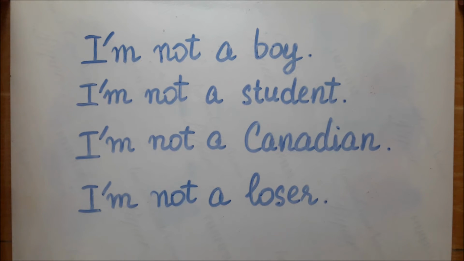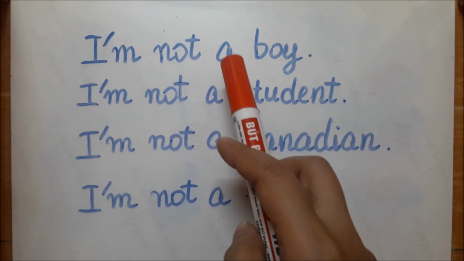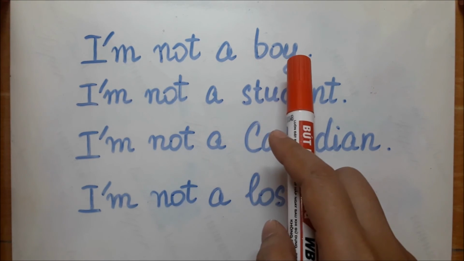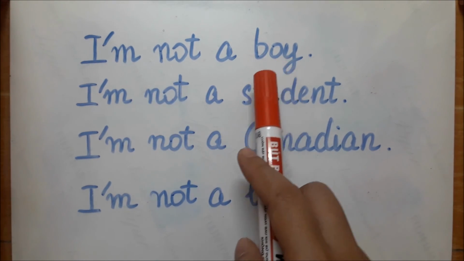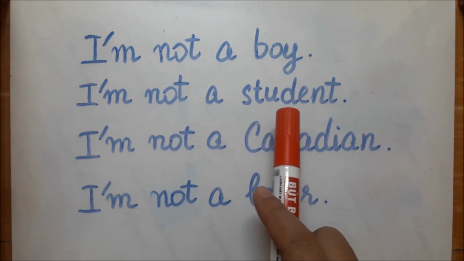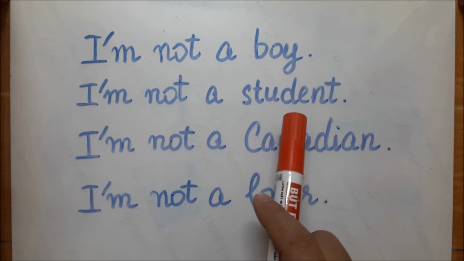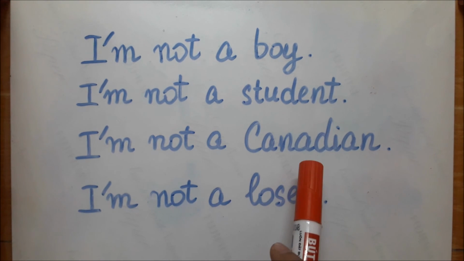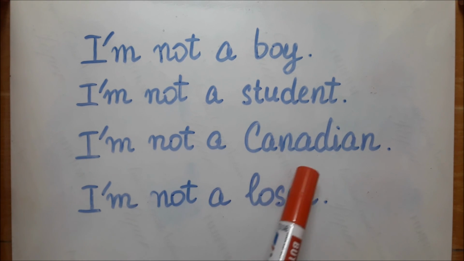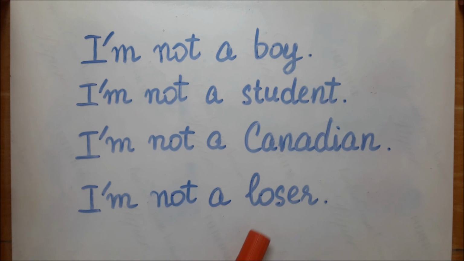Now, I wrote some sentences about myself using what we learned. First, remember, I'm not a boy. I'm not a student. I'm not a Canadian. I'm not a loser. So that's a little bit about me.